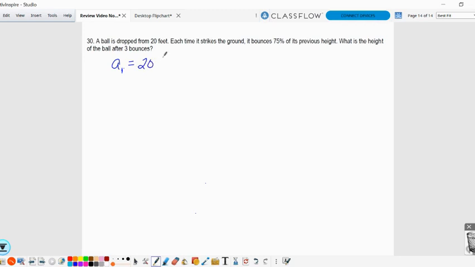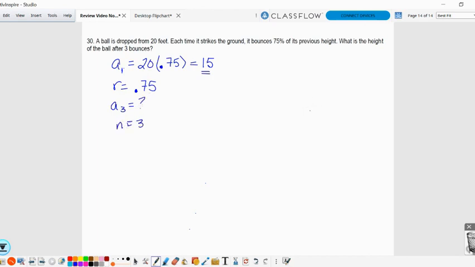20 feet is the distance it falls, and its bounce will be 75% of 20. So our first bounce is 15. That's what we must use in our equation because we're keeping track of the bounces. Our common ratio, of course, is 0.75. No need to add or subtract. That is the height of the ball. And we are looking for the 3rd bounce. So our n value is 3.